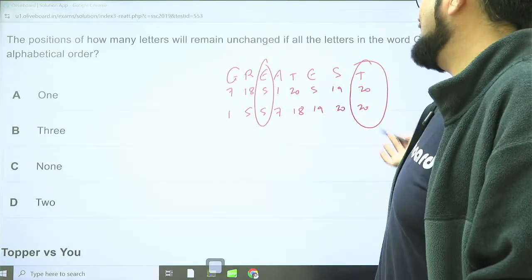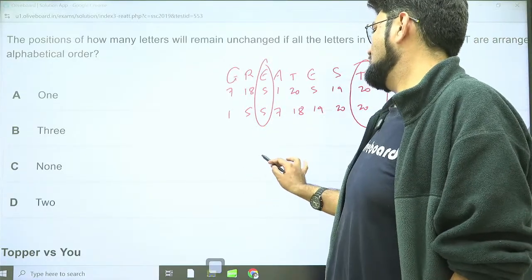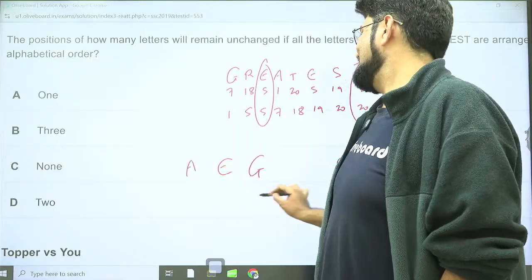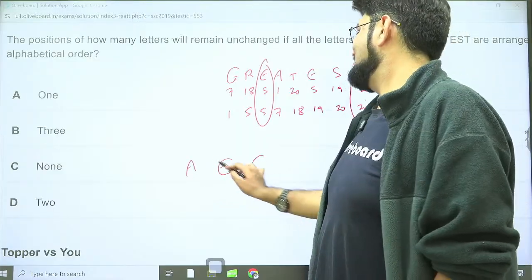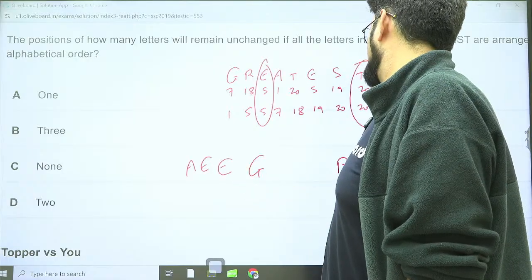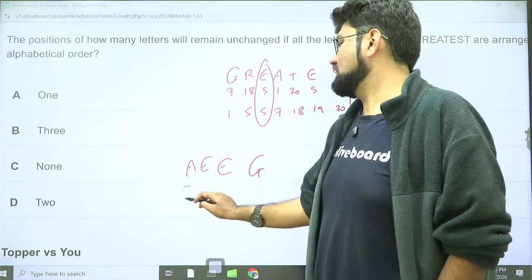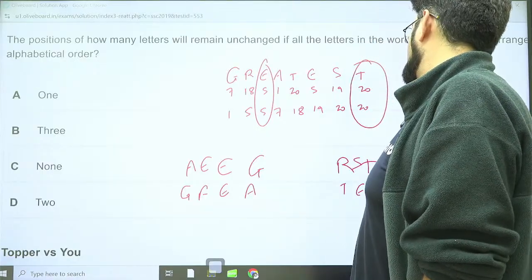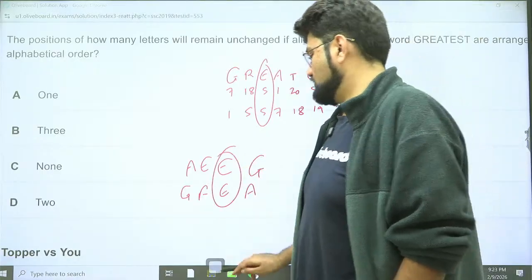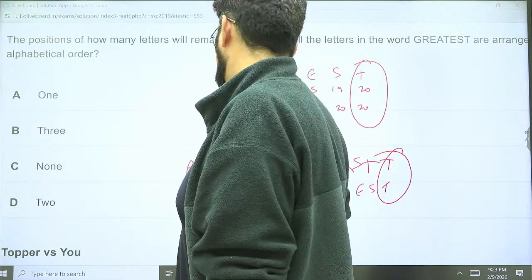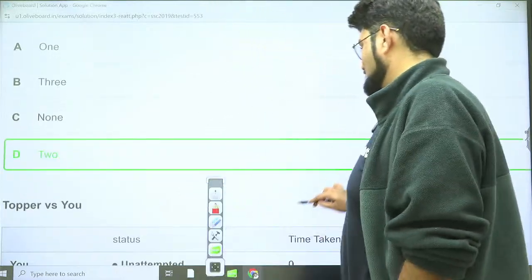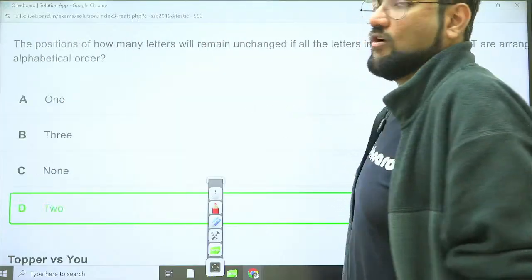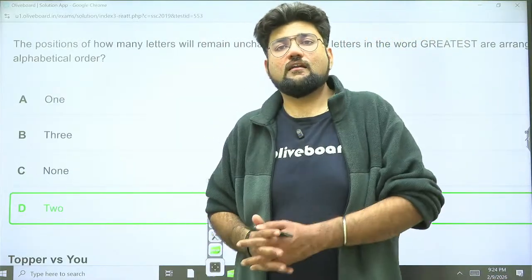The other thing is you write GREATEST in a line. So we have G, R, E, A, T, E, S, T, and then write GREATEST in alphabetical order below it. You will still have 2 letters which will not be changing their position. So option D is the correct answer. 36 seconds. And with that, we are done with the mock of SSC CGL Tier 1.